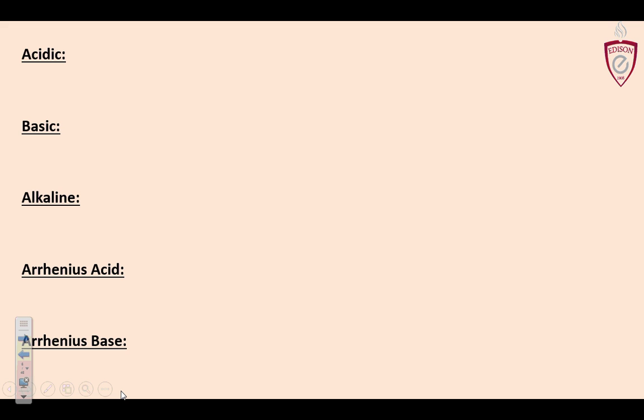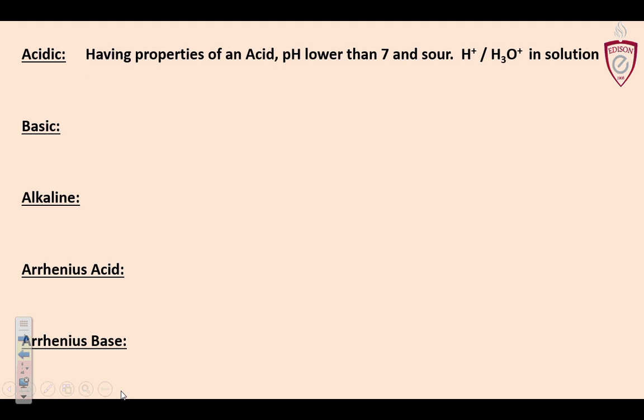Acidic, first one, we've heard of acid before. Specifically, if something is acidic, it will have properties of an acid, being that the pH will be lower than 7, it will be sour, and it'll have this H plus or this H3O plus ion in solution. Very important.